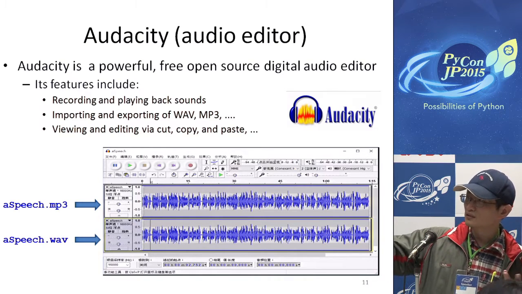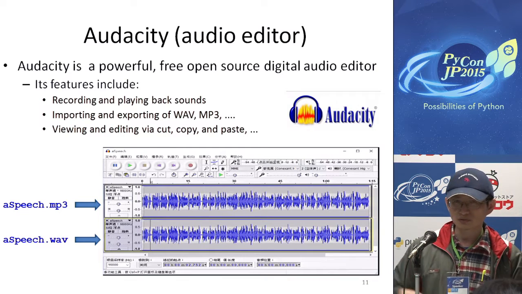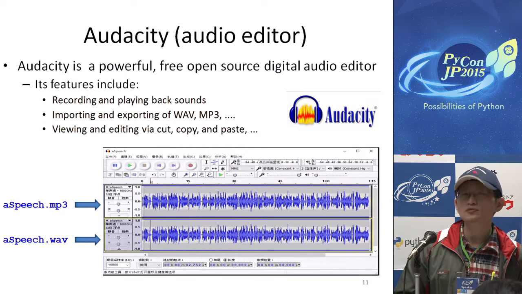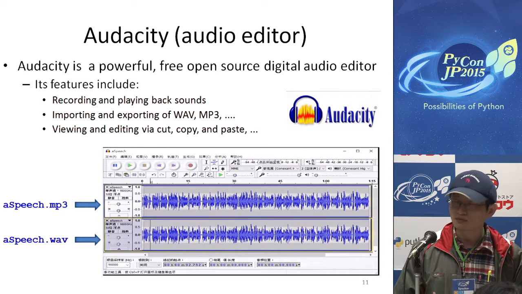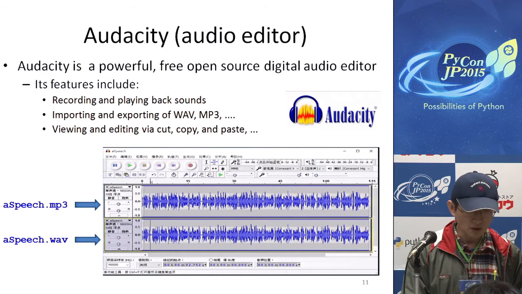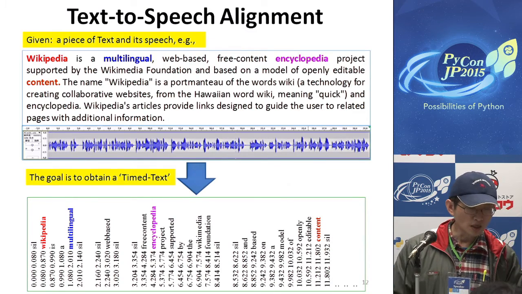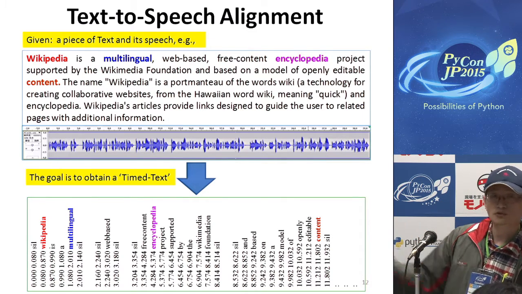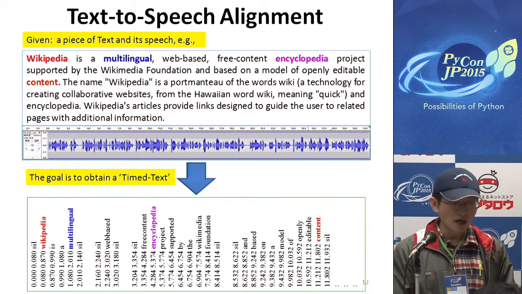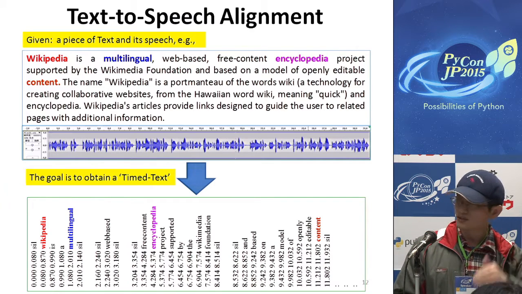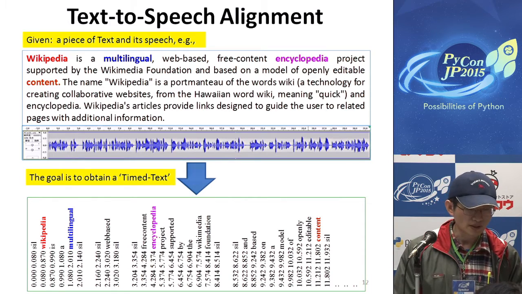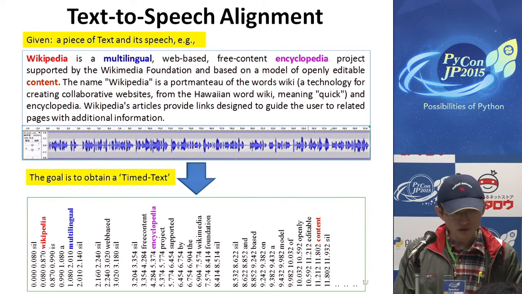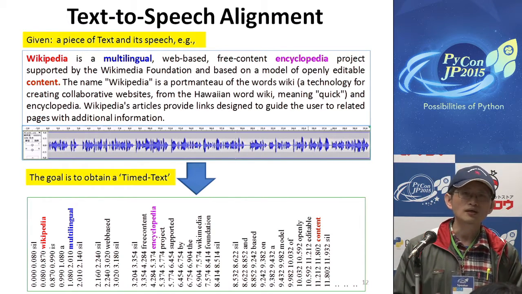Today, all the software I show here is open source software, so you can download everything and you can compile them, or you can just use them. Okay. So I just described the first stage, and the second stage is a little bit technology intensive. That needs more technology. We call it the text-to-speech alignment.